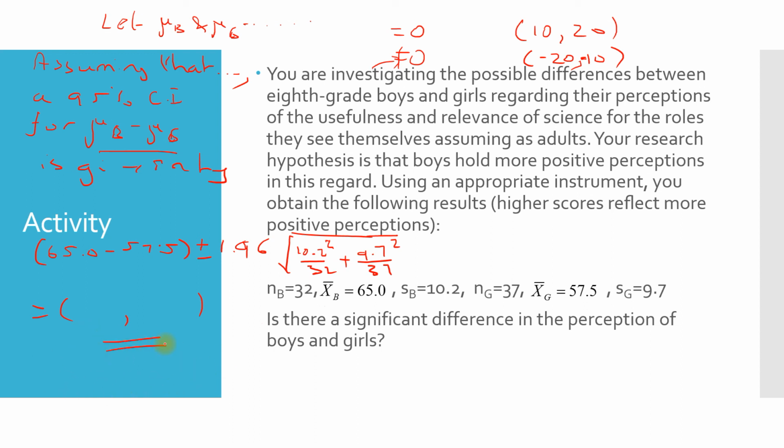So I repeat, if this interval is going to include 0, you would say there is no significant difference in the average perception scores of boys and girls, and you stop there.